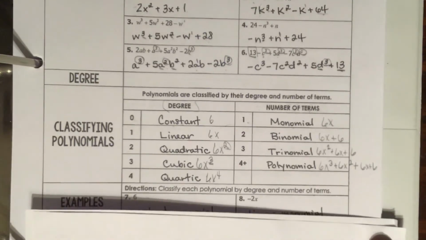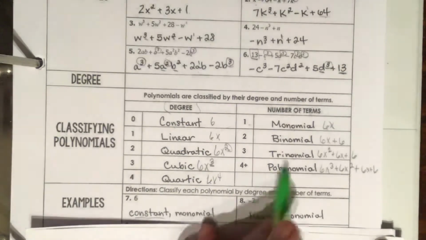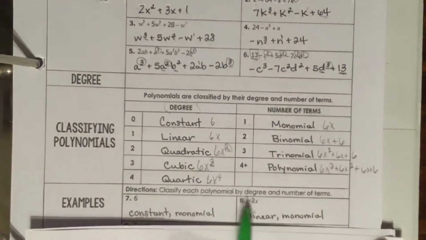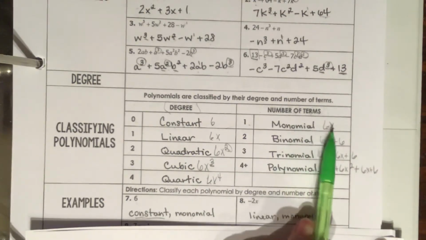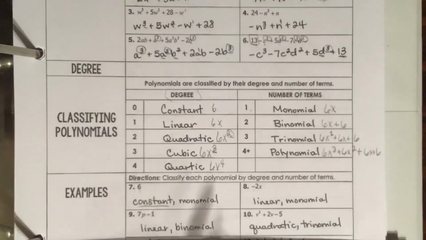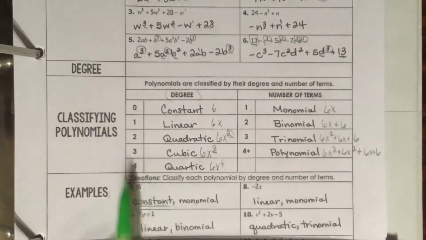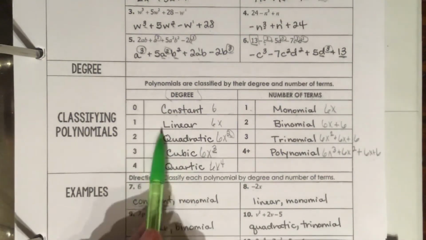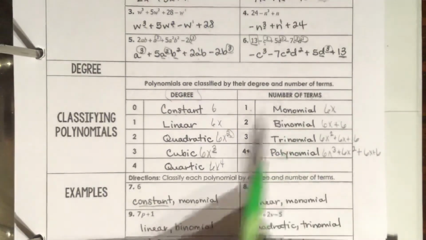So if we have number 6, just the number 6, it's going to be a constant and it's going to be a monomial. But if you have a negative 2x, it's going to be linear because you have an x. And it's still going to be a monomial because it's still just one term. 7p plus 1 is going to look like this one. So it's going to be linear. There's one x. And it's going to be a binomial.